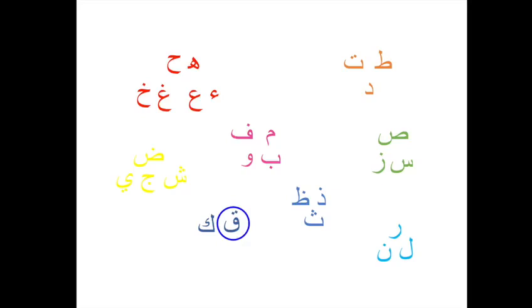Here we have the qaf and the kaf. Again, qaf is another difficult one for some people. Qa, qa, qa. So try and get it. It's at the back, at the top of the throat. And you say qa, qa, and you should be able to hear an echo in the room if you say it correctly. Qa, qa. So there's that.